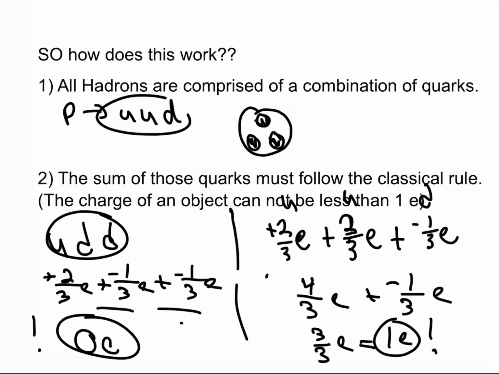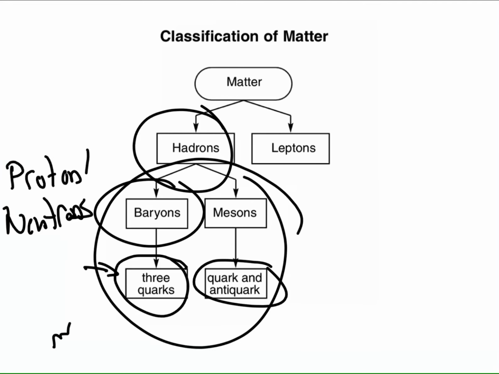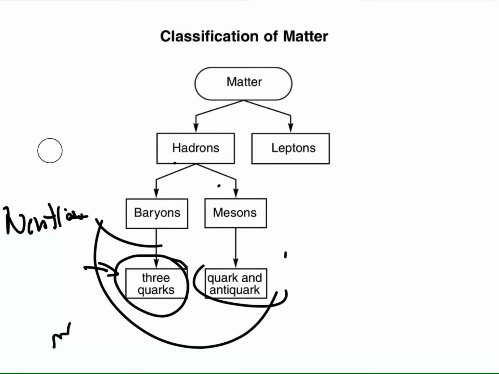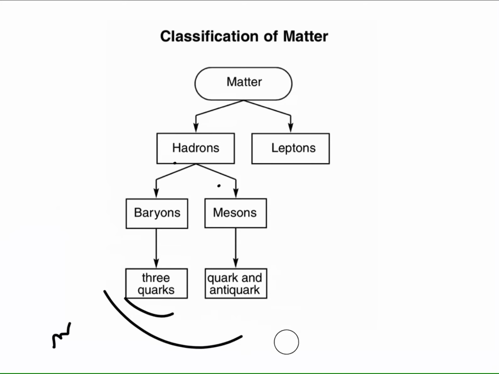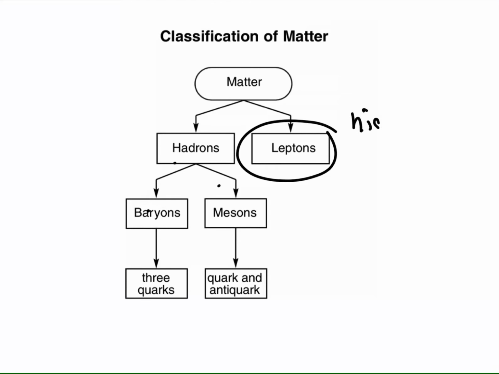Okay, so I threw a lot of information at you so far. What do you need to know? Looking back at this chart, you need to know that matter is broken up into 2 categories, hadrons and leptons. You have to know that the leptons are high energy. You have to know that they are indivisible, so they can't be broken up into any smaller pieces. They are elementary particles. They are the smallest they could possibly be.